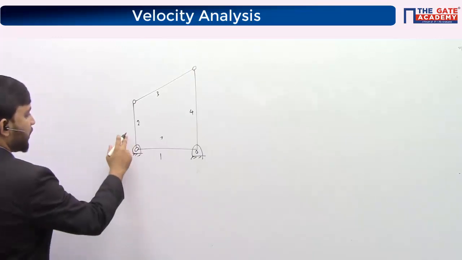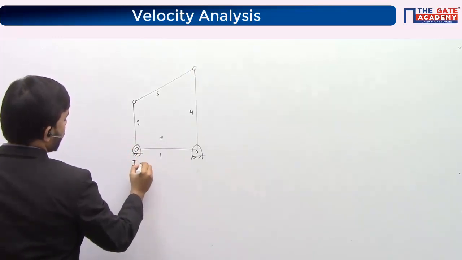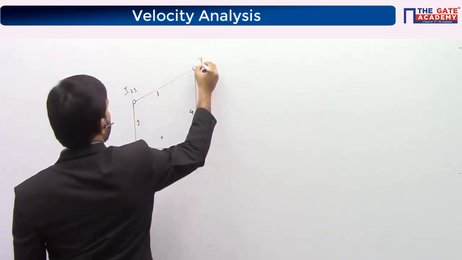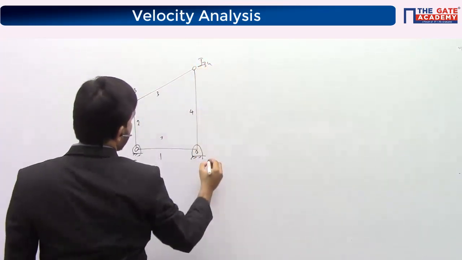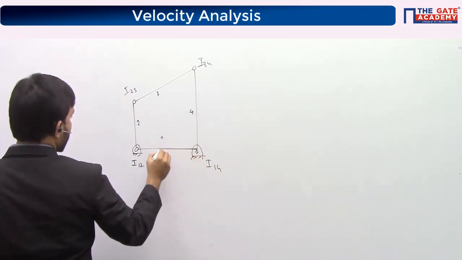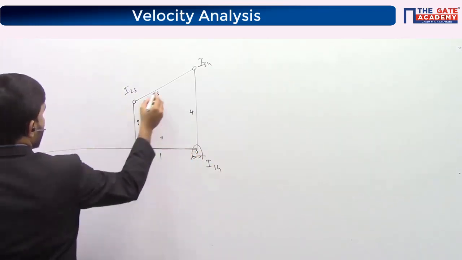Try to look at the instantaneous centers. I12 will lie here. 2 and 3 are connected by a turning pair, so I23 will lie here. I34 will lie here. I14 will lie here. Now I want to look at the remaining I centers. So draw a line passing through these 2 points.